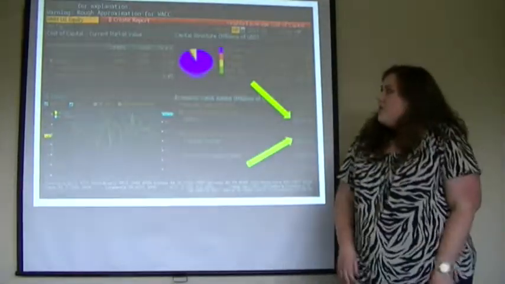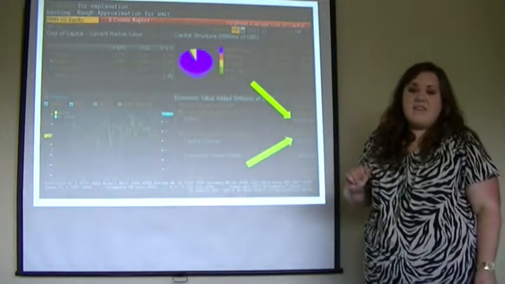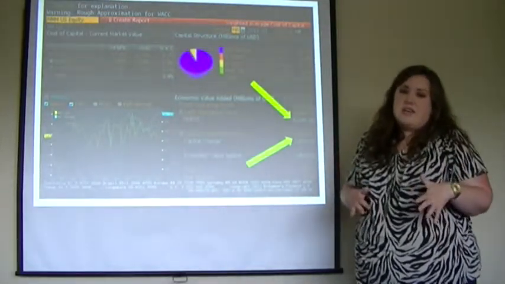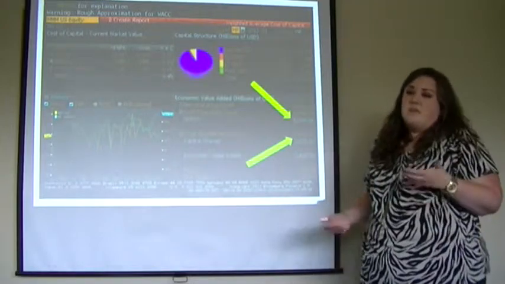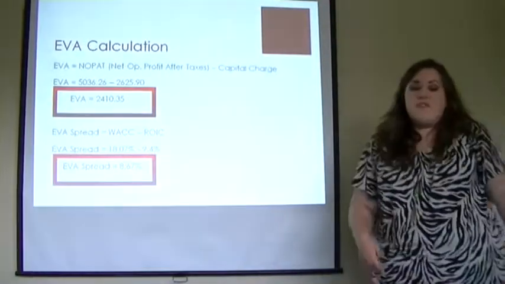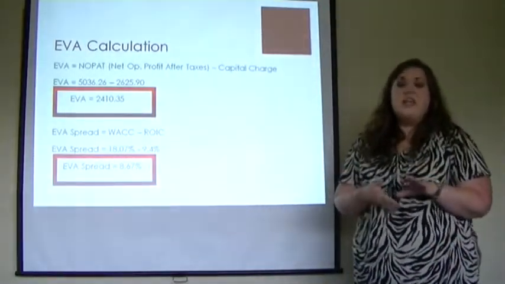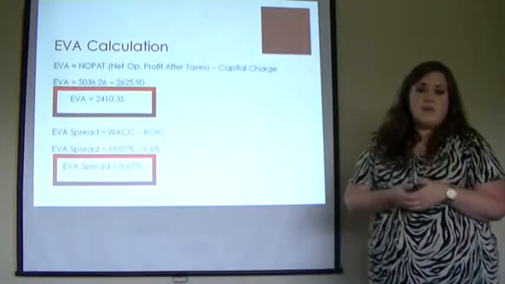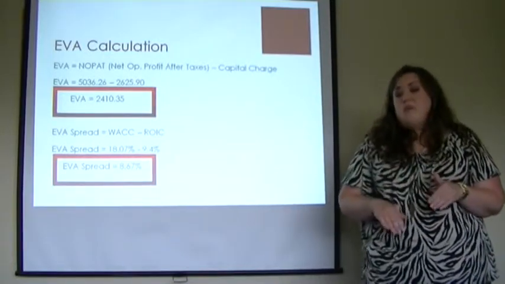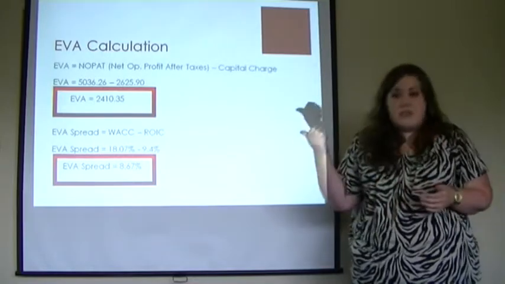So again, we have a screenshot from Bloomberg here, and it's giving us some of the numbers that we're going to use in the next slide to calculate the EVA and the EVA spread, which is just a percentage. So the EVA calculation, you can see here, is the NOPAT, which is the net operating profit after taxes, and we're deducting the capital charge from that. We just pulled these numbers straight from Bloomberg.